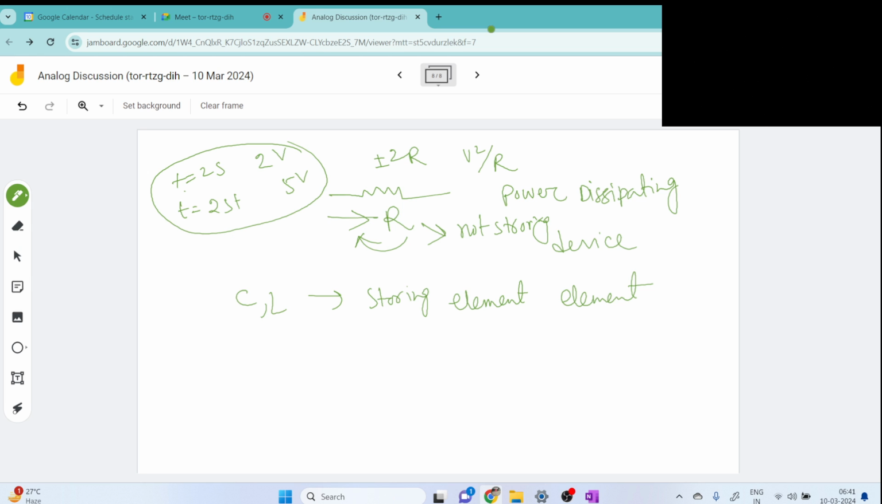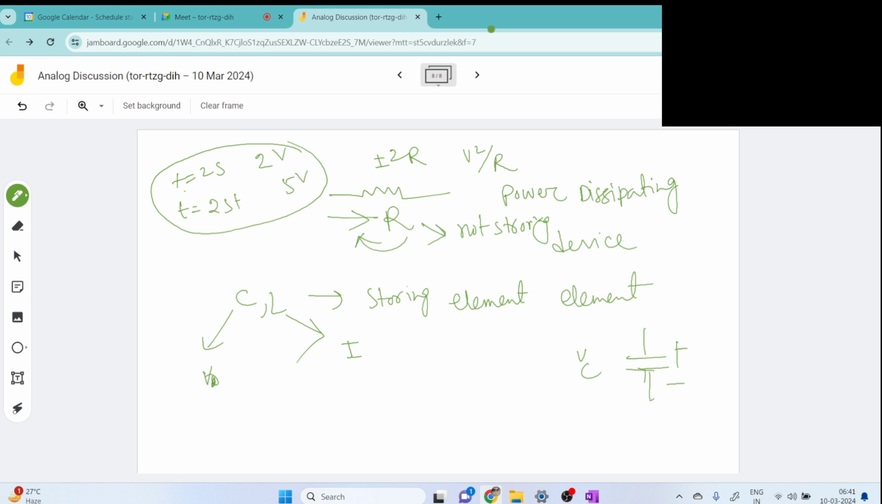But we know that the capacitor and inductor are storing elements. The capacitor stores charge in the form of voltage V, and the inductor stores charge in the form of current I. The voltage across a capacitor cannot change instantly unless there is an infinite current. I will tell all the properties of a capacitor and inductor. But before that, I think I have a question.